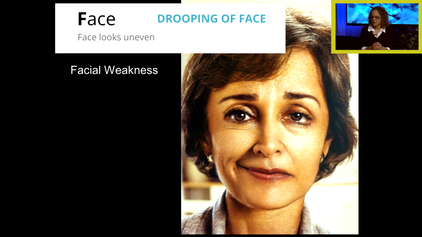Drooping of the face. So the face looks uneven. Another way to describe this is asymmetry in the face. If you look very carefully at this woman, you can see that she's got some facial drooping. And so these are the types of things that we want to look for in a patient maybe that's complained of dizziness or complained of a change in their vision. We then want to look closer at them to see if they're having any kind of facial paralysis or weakness.